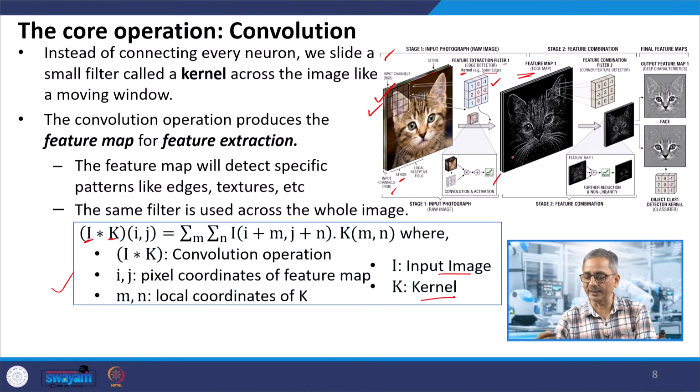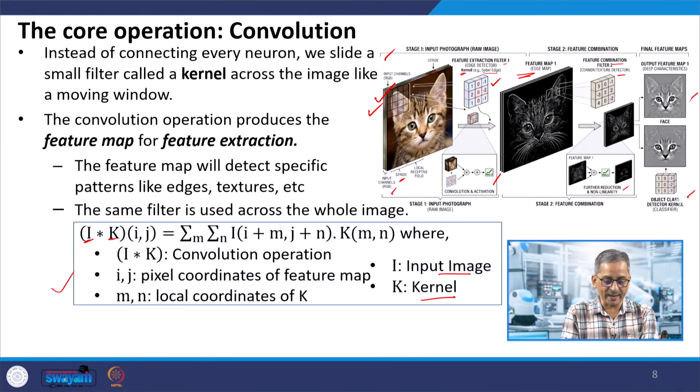Then further we could have another convolution, that is, the feature combination, with filter 2 over here. Further reduction and non-linearity is there, and then we could have the final feature map. We could get the deep characteristics over here, say the face, and we can also get the object class. So, coming back to this convolution operation, this is how it is defined.